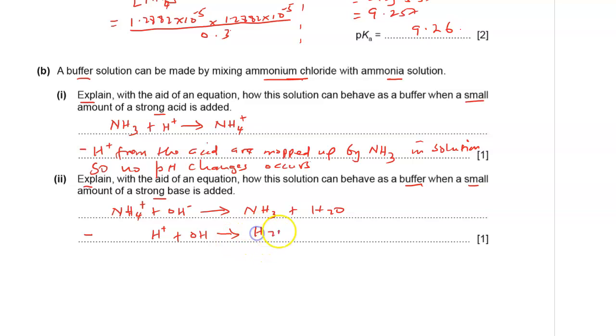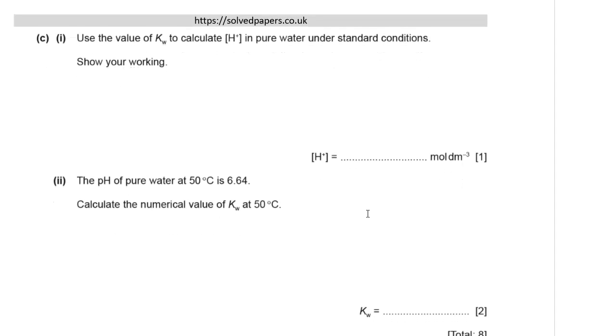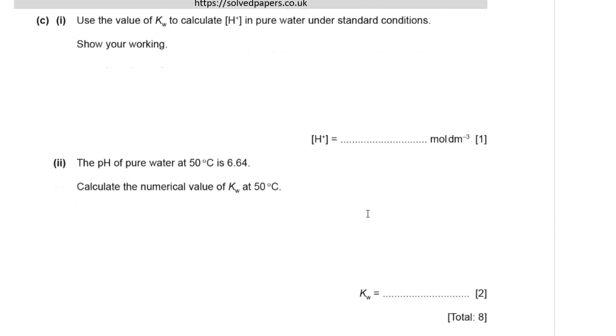basically water. And this basically means that there is no change in the pH. If the reaction just gives us water, the pH of water will be just 7. So no pH change occurs. The pH of the buffer solution basically remains constant. Very well. Part C.